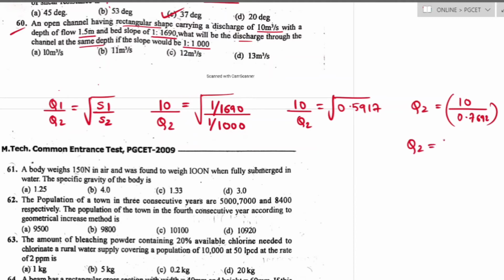Q2 is equal to 13 Qmax, or 13 meter cube per second. So option D is the right answer, that is 13 meter cube per second.